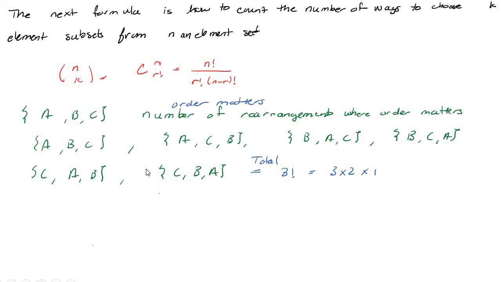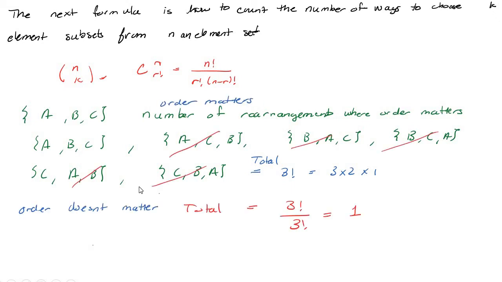Now, if order doesn't matter, all of these turn out to be the same thing as the first one. So order doesn't matter, and I get something less. In fact, I get only 1 left, which turns out to be 3 factorial divided by 3 factorial, which is 1. This was what we call a toy example, but it was just to show you what these formulas really are.